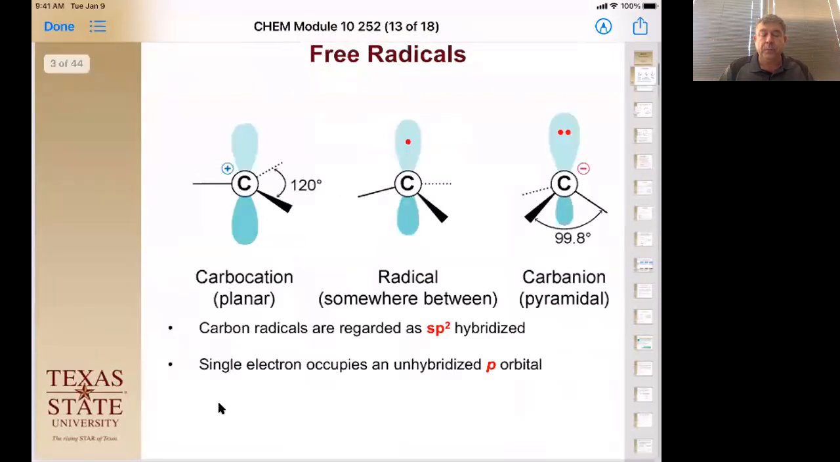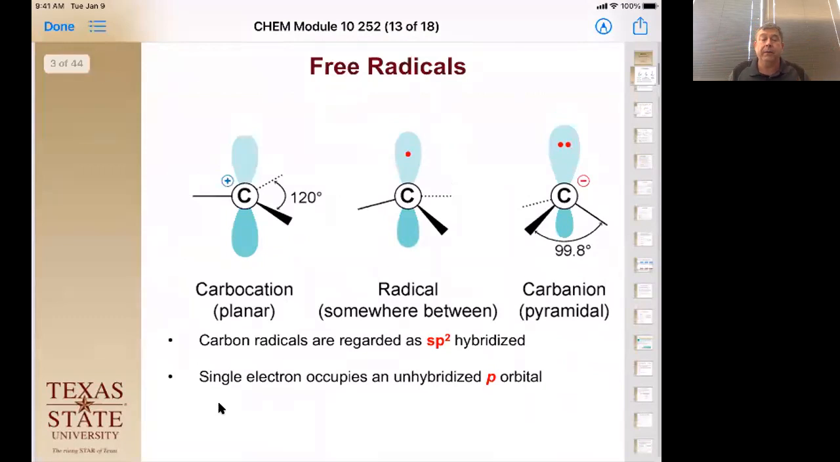Okay. So when we have an unpaired electron on carbon, it's actually occupying an unhybridized p orbital, just like in the case of the carbocation, except in the carbocation, both lobes of that p orbital are empty. In the case of a free radical, there is one electron in that unhybridized p orbital. And depending on which part of the orbital it is, it's going to bend down the other substituents because it has electron-electron repulsion.